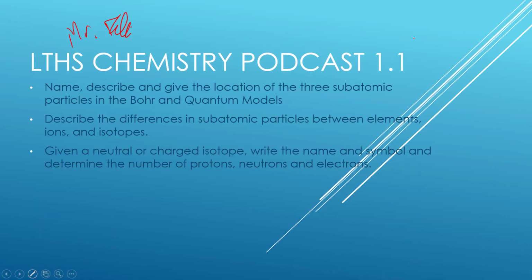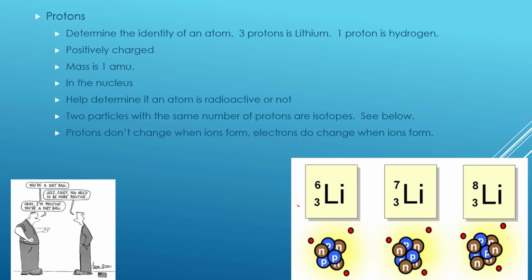We're going to name, describe, and give the location of the three subatomic particles in the Bohr and quantum models. Describe the differences of subatomic particles between elements, ions, and isotopes. Three different things. Give a neutral charge isotope, write the name and symbol, and determine the number of protons, neutrons, and electrons. And then we also have the average mass. We need a calculator, so bust that out. You need the periodic table you got in class today, and let's rock.